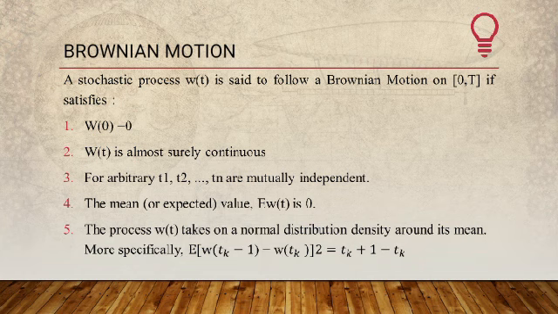First, W(0) equals 0. Second, W(t) is almost surely continuous. Third, for arbitrary t1, t2, ..., tn, the increments are mutually independent. Fourth, the mean or expected value E[W(t)] is 0.